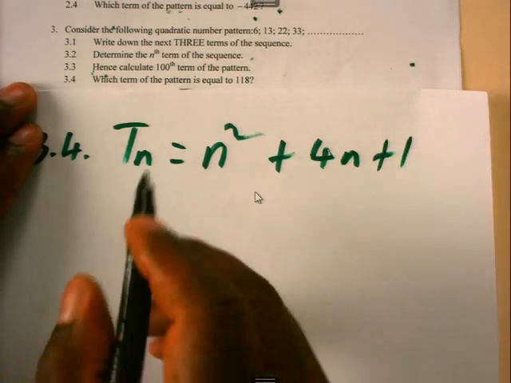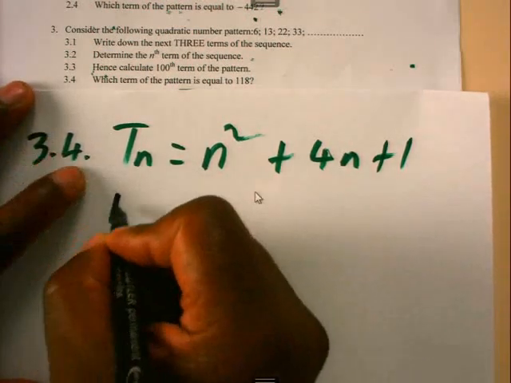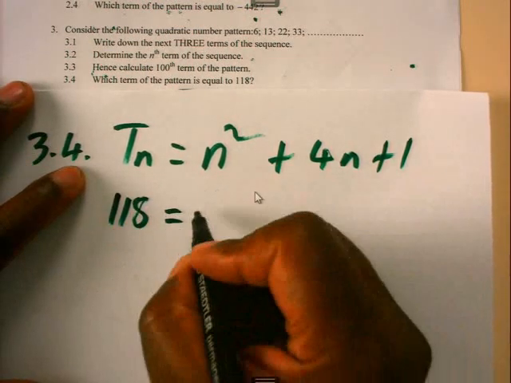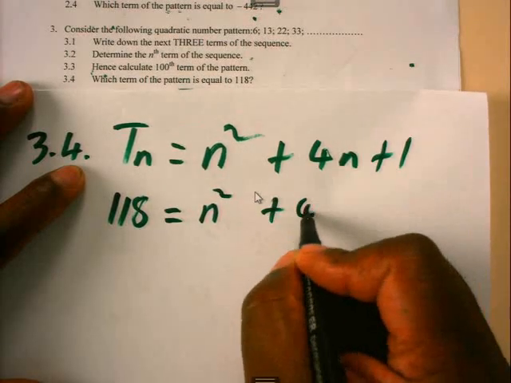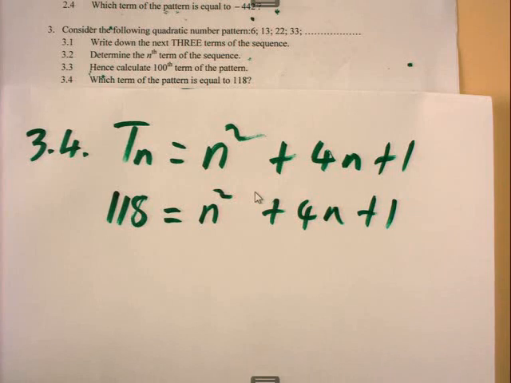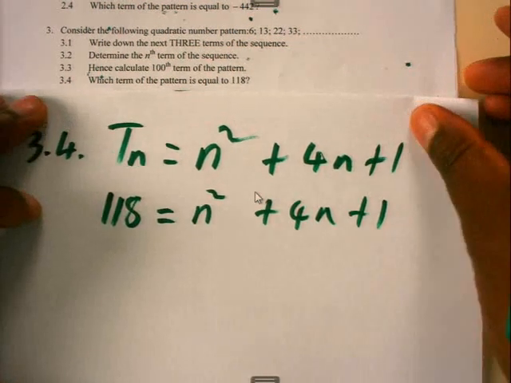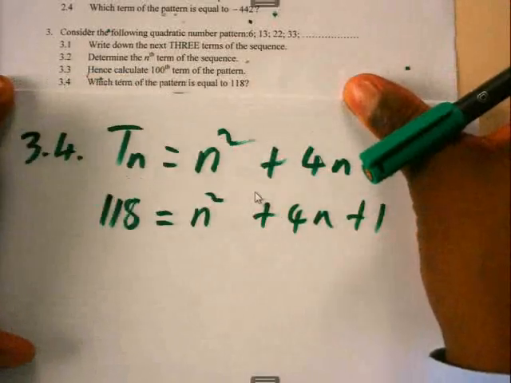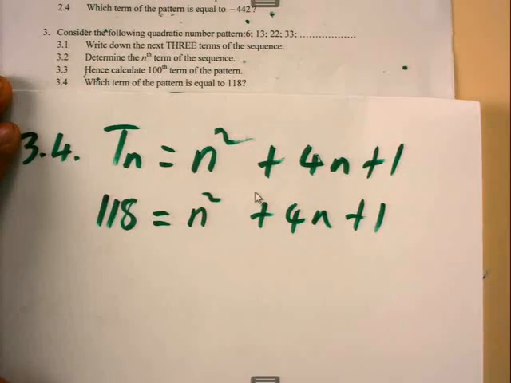So all we have to do is substitute Tn here by 118, which equals n squared plus 4n plus 1. Remember what I said earlier: n indicates the position of a term in a sequence. So if we can determine the value of n, we will know the exact position of 118. At the moment, I personally don't know. I need to work it out first. Once I've worked it out, I will know exactly the position occupied by 118.